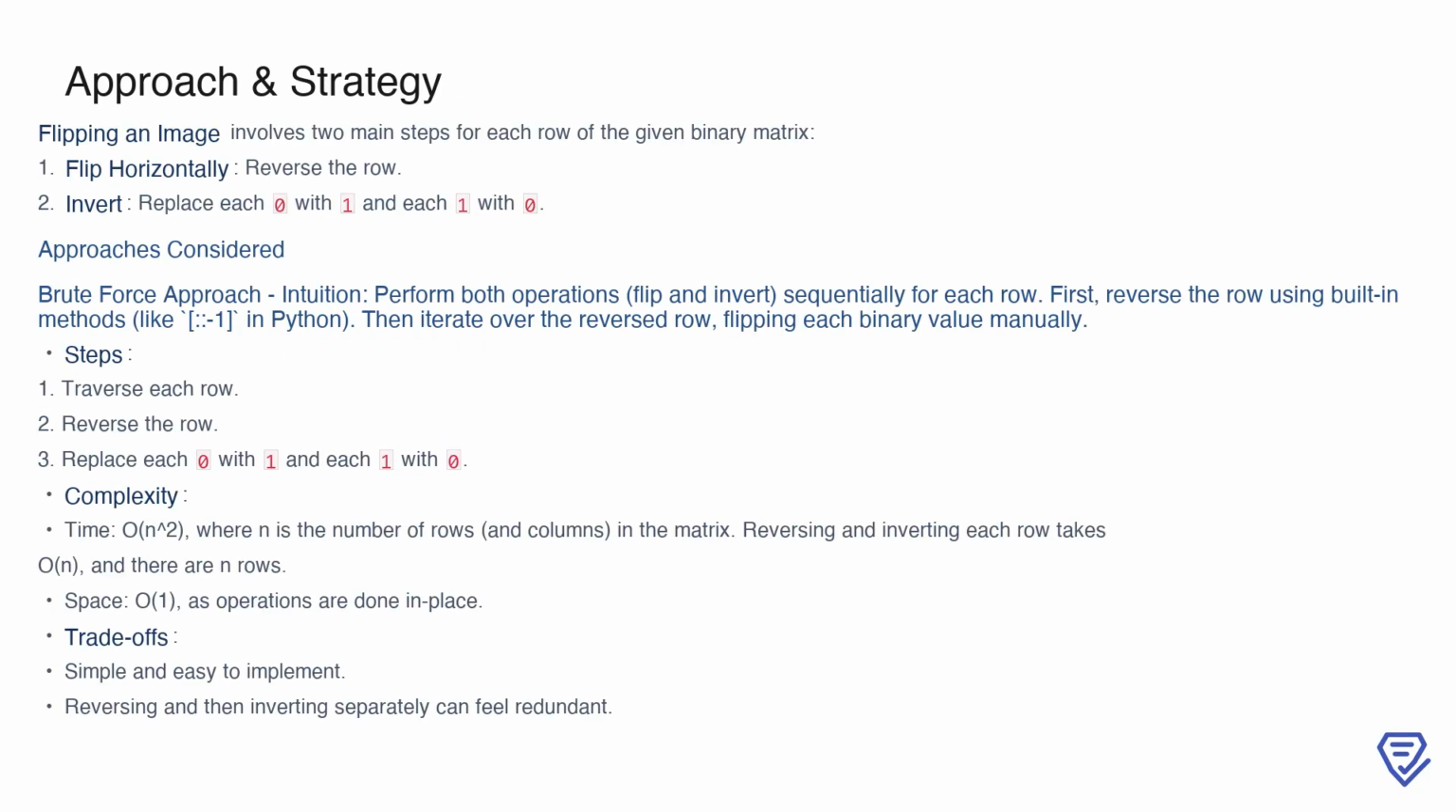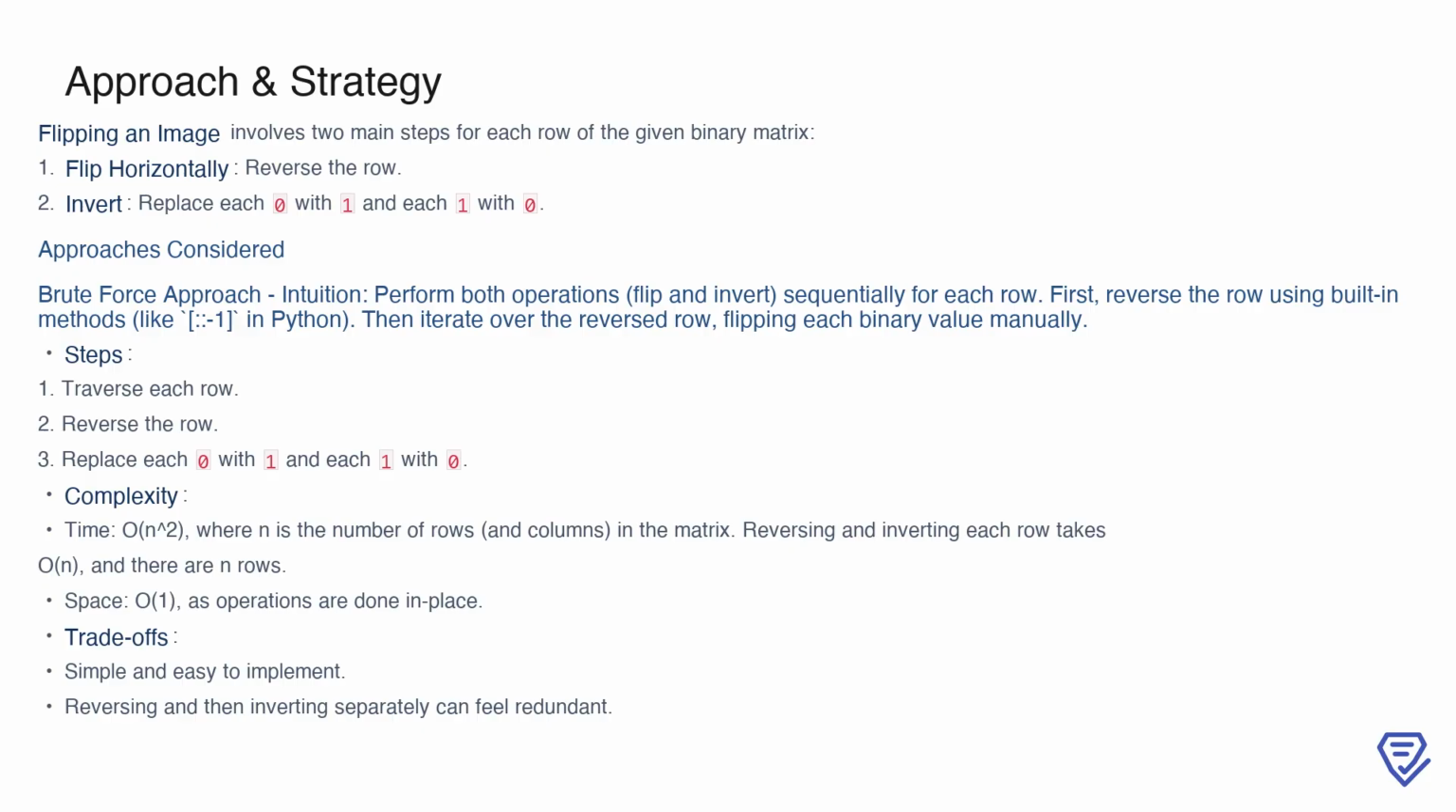To solve the problem of flipping an image, we break the task into two key steps for each row of the binary matrix. First, we perform a horizontal flip, which means reversing the order of elements in the row. Then, we invert the values, replacing each 0 with 1 and each 1 with 0.